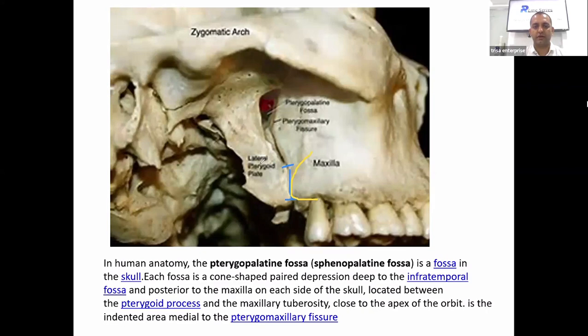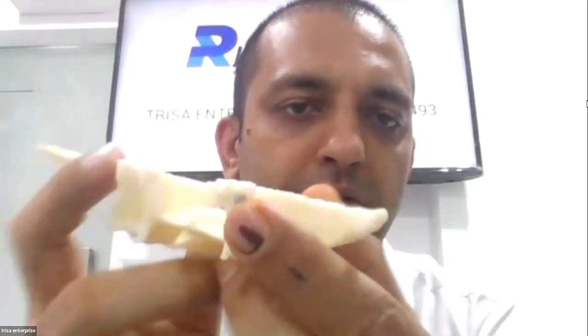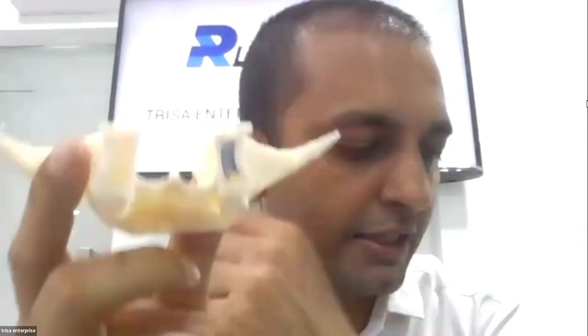So you can see the lateral pterygoid plate. Inside you will have the medial pterygoid plate. If you look at this structure right now, you can see here clearly. This is the medial pterygoid plate. This is the lateral pterygoid plate fusing with the distal part of the maxilla. What is marked in blue is the fusion zone.